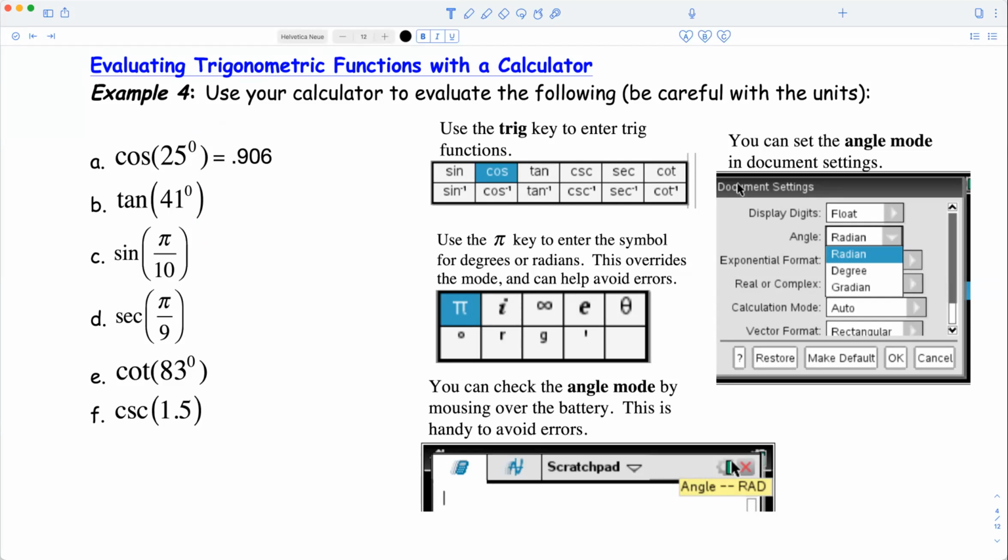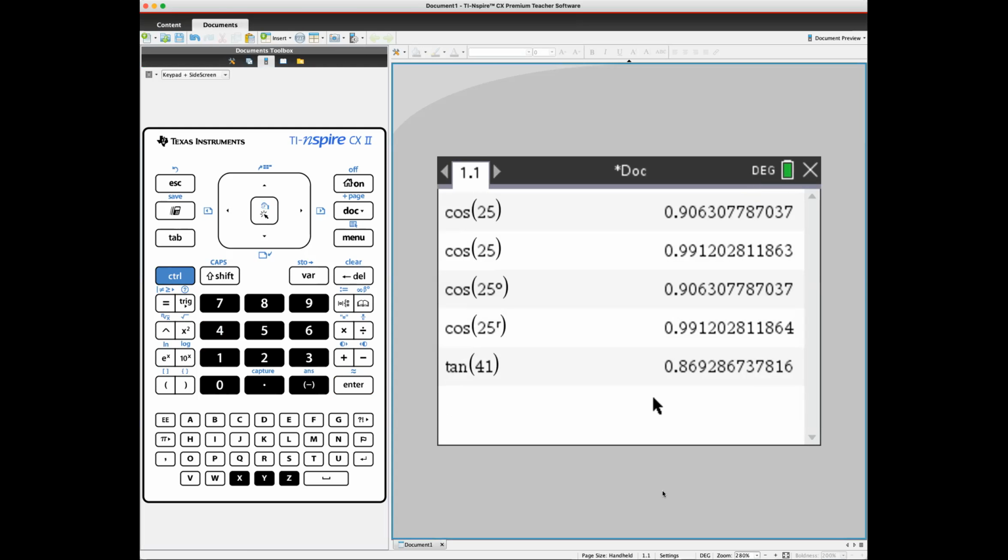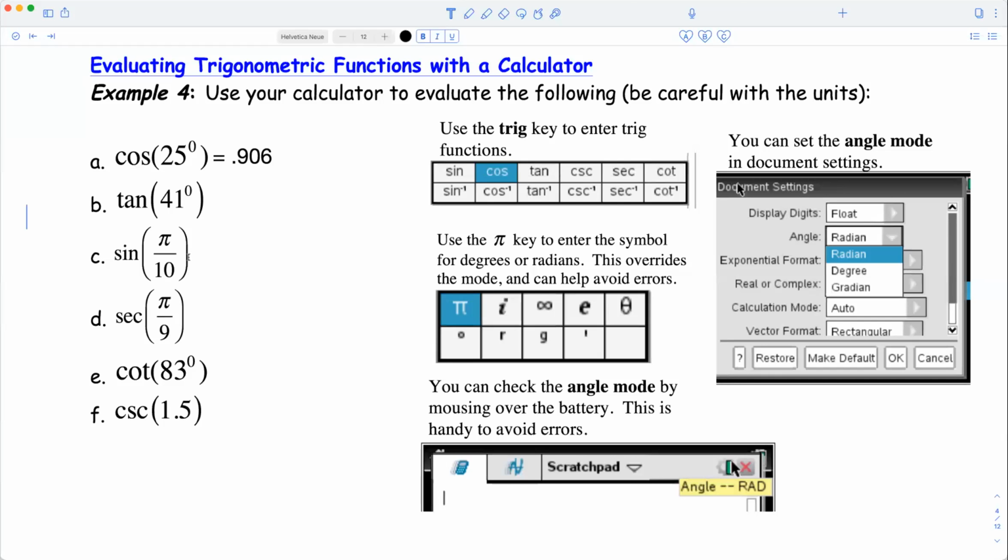So I'm going to go back to the calculator. We will enter trig tangent, and then I want 41 degrees. I'm in degree mode, so I can simply enter 41. That'll calculate tangent of 41 degrees. So that is 0.869. We'll go back and enter that in the notes. So tangent of 41 is 0.869. Let's do the next one.